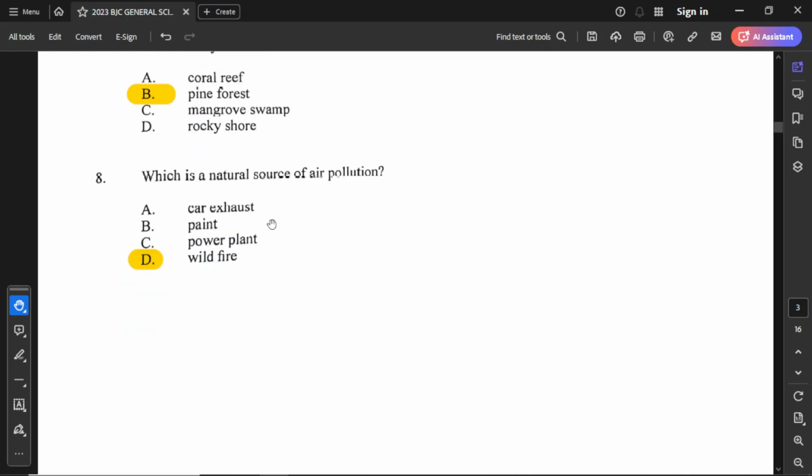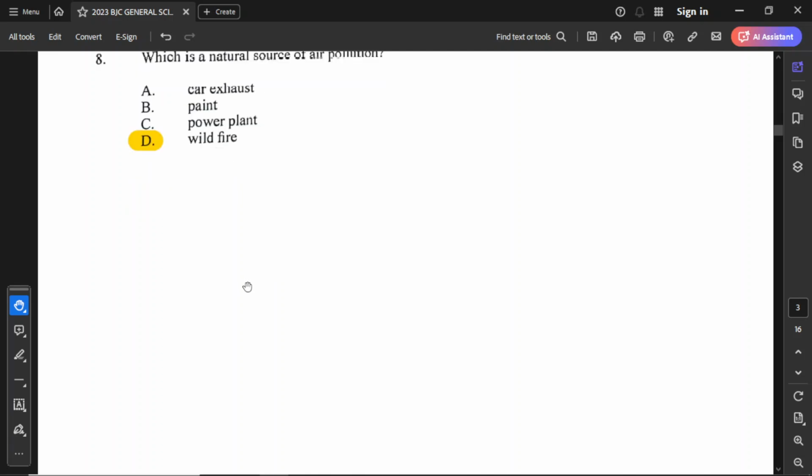Number eight, it said, which is a natural source of air pollution? And that is wildfire. Car exhaust is not a natural thing. All right, that is not natural. That is man-made. Power plant too. But the wildfire is something that will occur naturally.